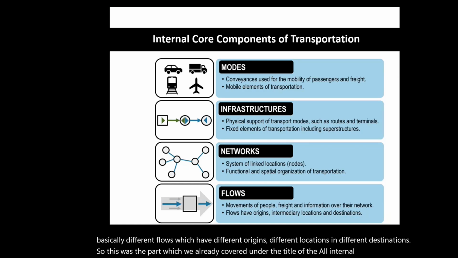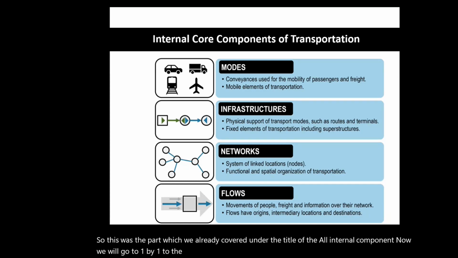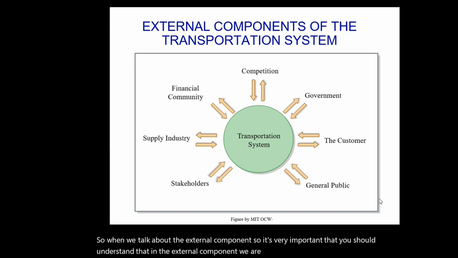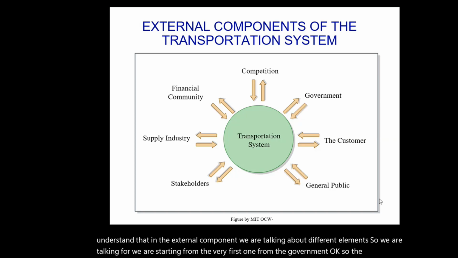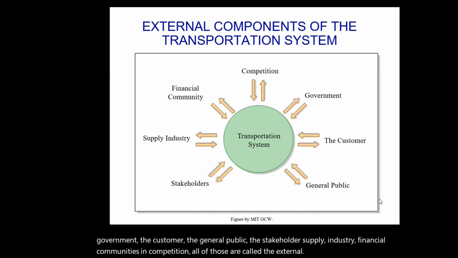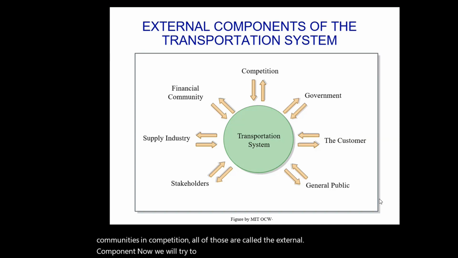Now we will go one by one to the external component. It is very important that you understand that in the external component we are talking about different elements. We start from the very first one, the government, then the customer, the general public, the stakeholders, supply industry, financial communities, and competition. All of those are called the external component. Now we will try to understand one by one with different examples.